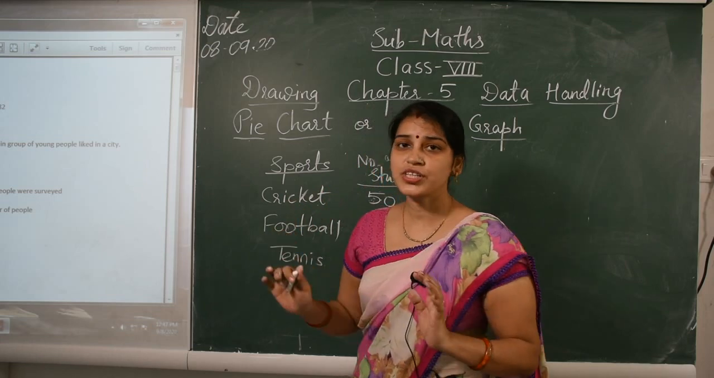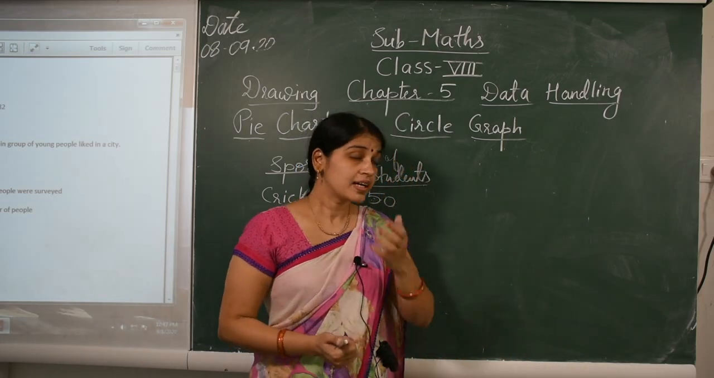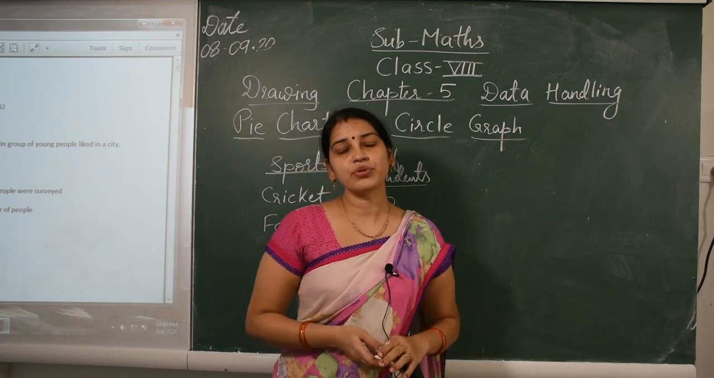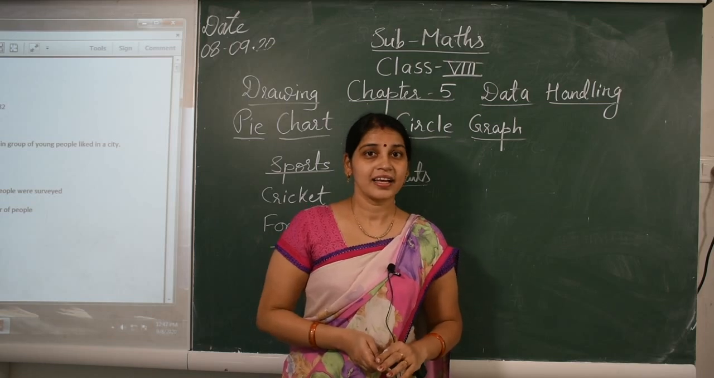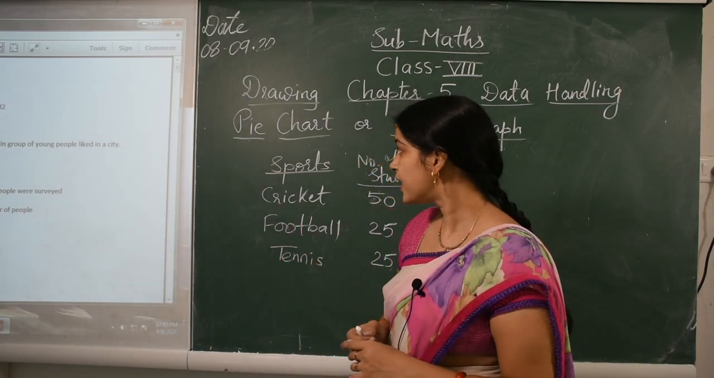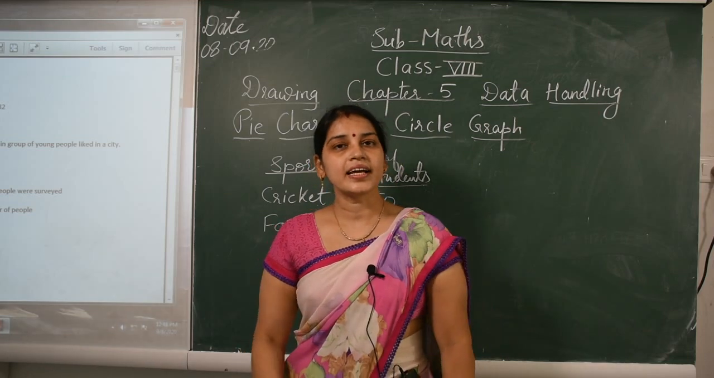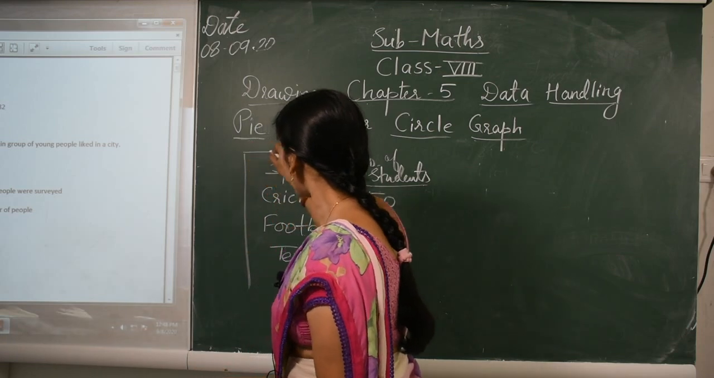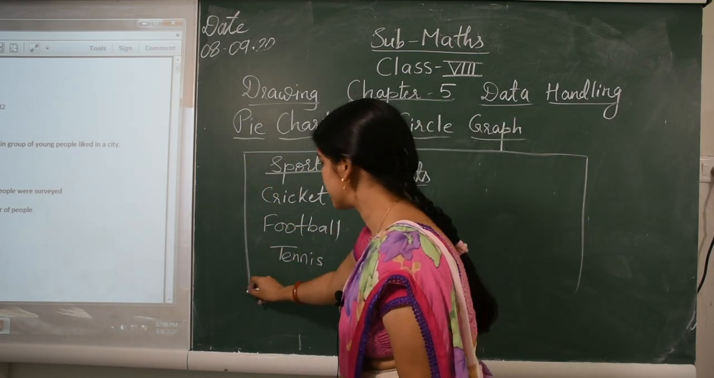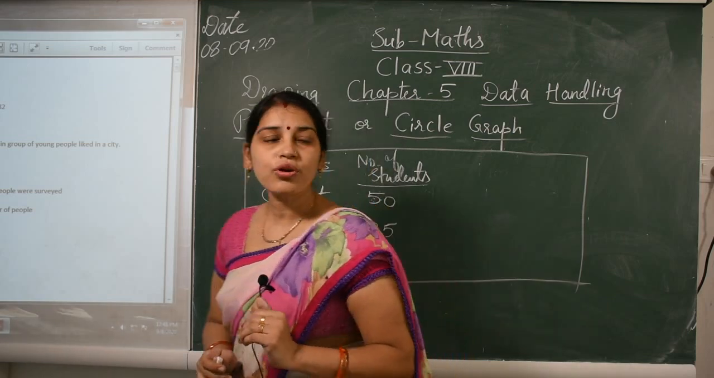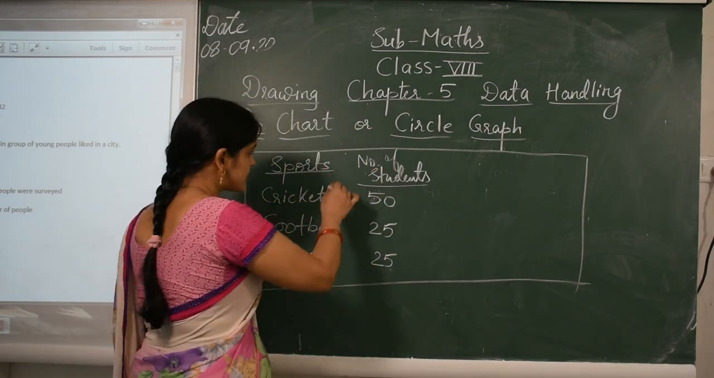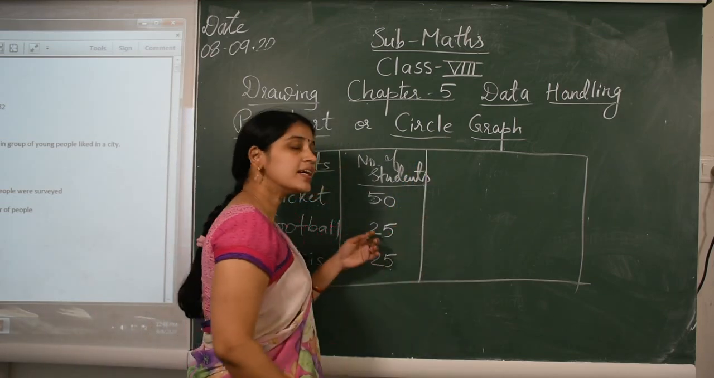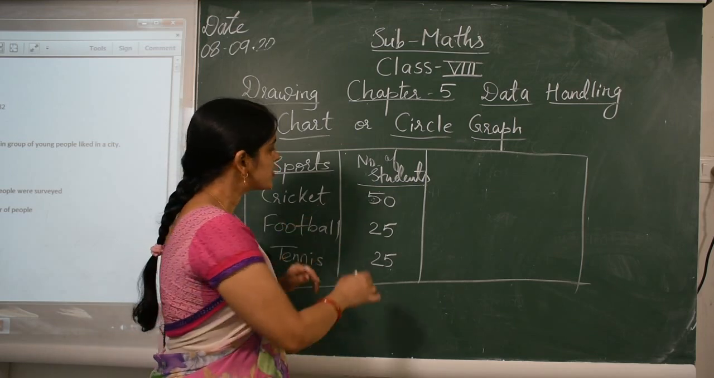So from this information we have to draw a pie chart. Now how can we draw the pie chart? For making a pie chart, we always have to find the central angle. Now let's see how to find a central angle. For finding the central angle, first we have to form a table. In the table, we have to make 4 columns. The first column is the same as given in the question, that is sports. The second column is also given in the question, that is number of students.